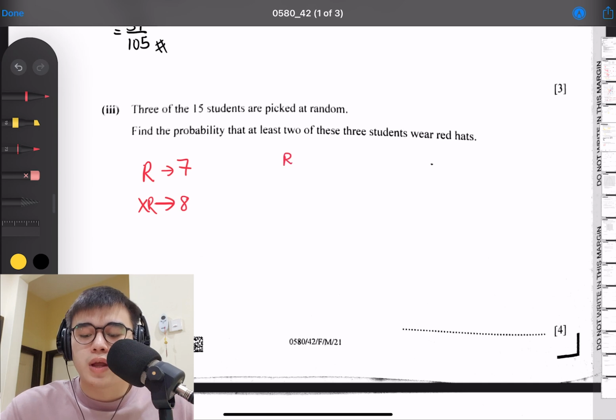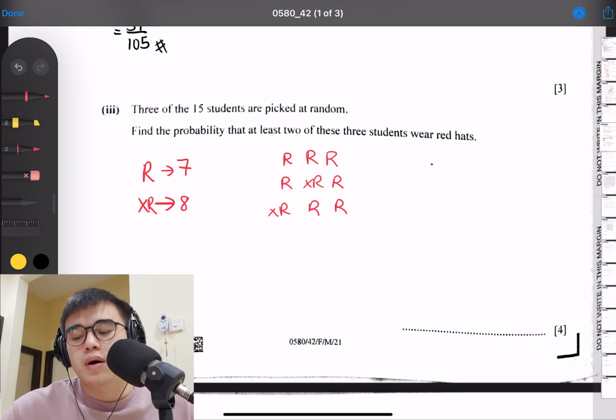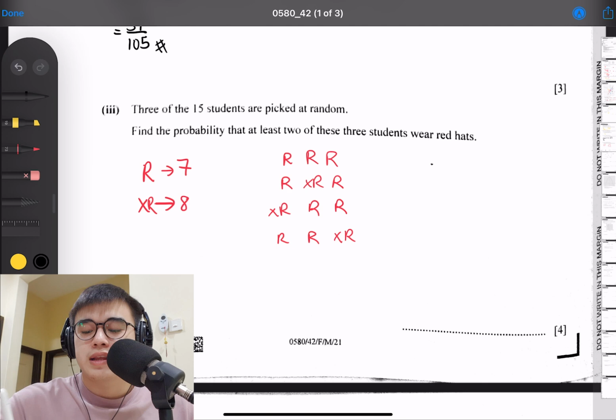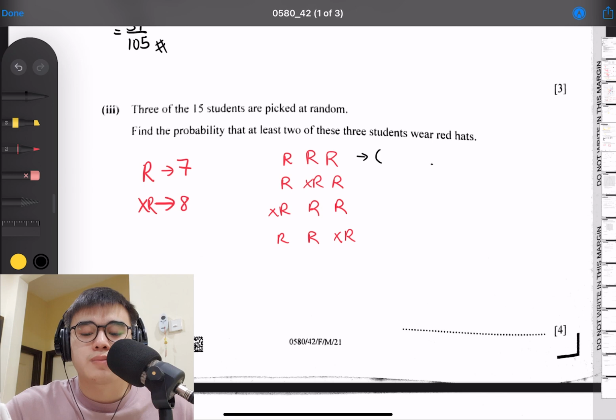Can be red, red, red. Can be red, not red, and red. Not red, red, red. And the last one will be red, red, and not red. So these are the 4 possibilities here, and they all go like this. The relationship between all these variables should be adding up against each other. So 7 over 15 times 6 over 14 times 5 over 13. This is my first answer here, adding up with the one at the bottom.